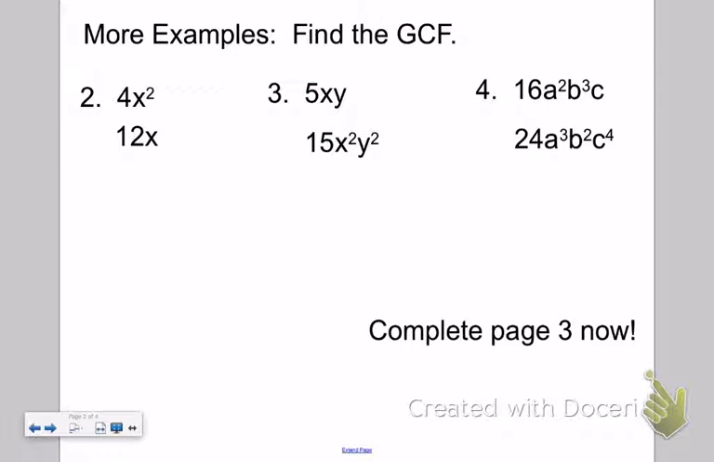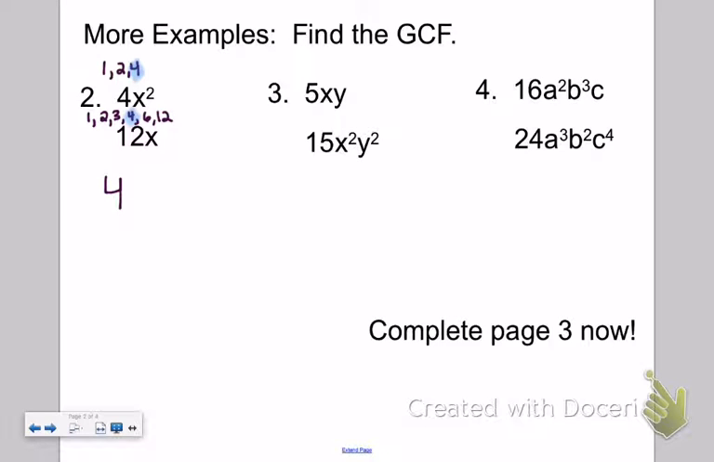Right, we have some more examples that involve variables. So the first thing we have to do is find the GCF of the coefficients. So with the first one, the factors of 4 are 1, 2, and 4. The factors of 12 are 1, 2, 3, 4, 6, and 12. So the GCF is going to be 4. So that's the biggest number that they both go into. So I can write 4.